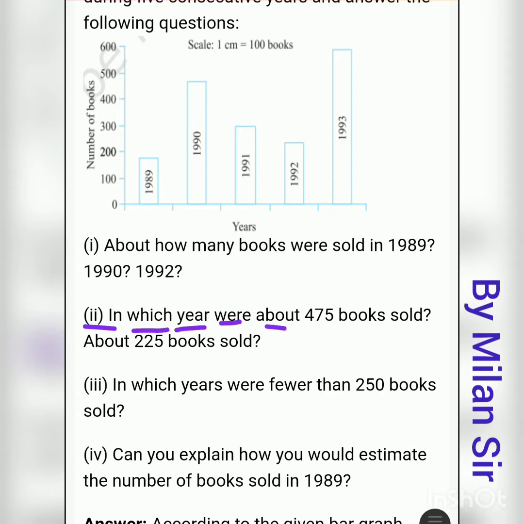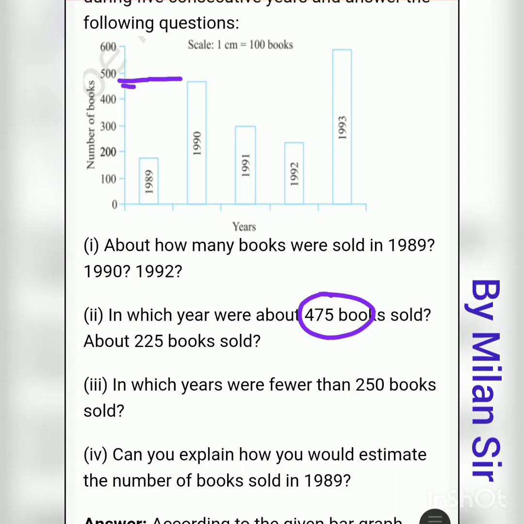In which year were about 475 books sold and about 225 books sold? So right now we already gave the answer. We already know the answer for 475 books. It is near about here, right? 475 lies between 400 to 500 and near about 500. So it lies between 400 to 500.